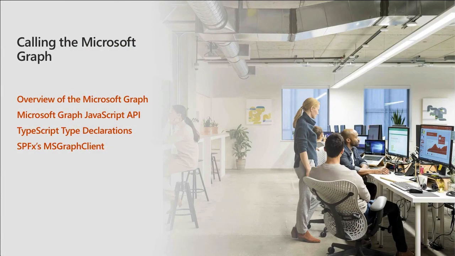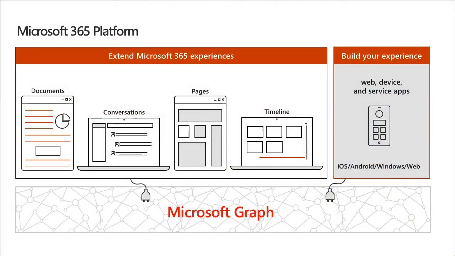So I'm going to do a quick overview of what the Microsoft Graph is, talk about the JavaScript API, the TypeScript declarations, and then understanding the SharePoint API wrapper that Microsoft has given us. So what is the Microsoft 365 platform? Well, it encompasses a lot of different things. You can extend the things we have out of the box in Microsoft 365 and Office 365, things like documents and conversations and pages. And you can also build your own experiences and applications.